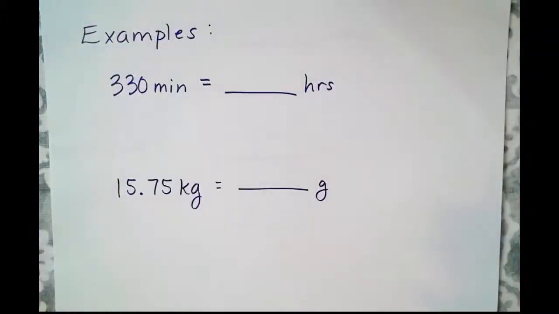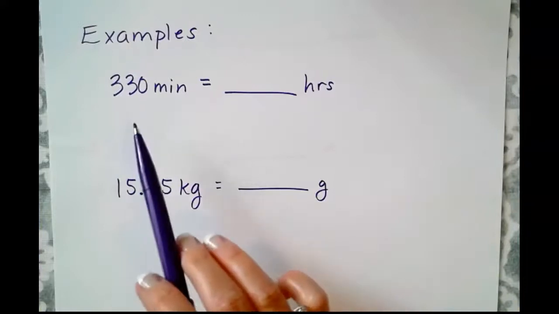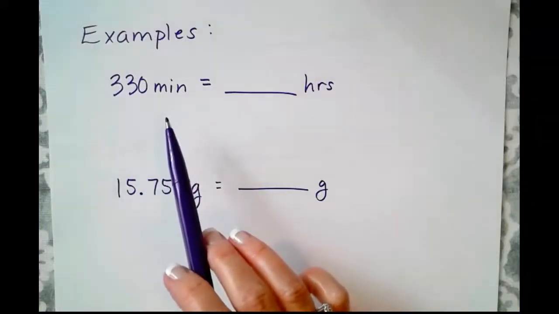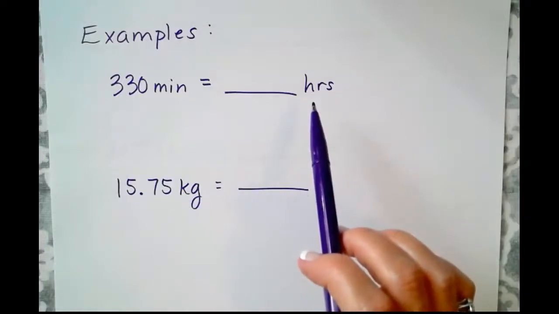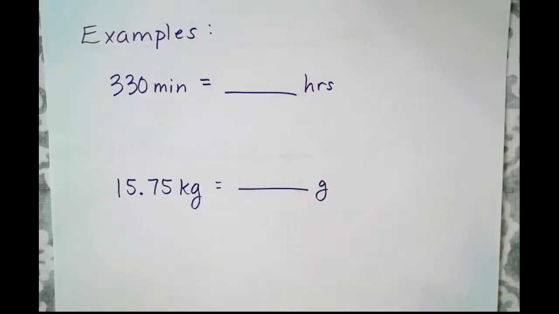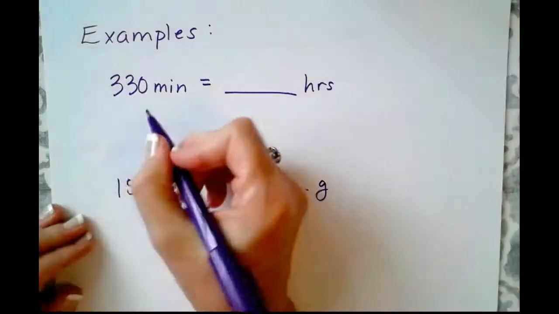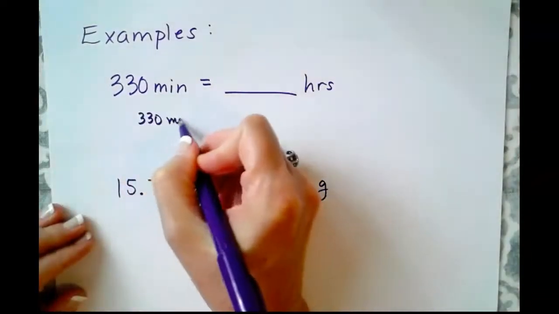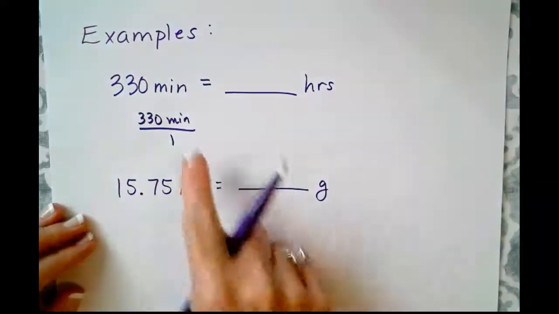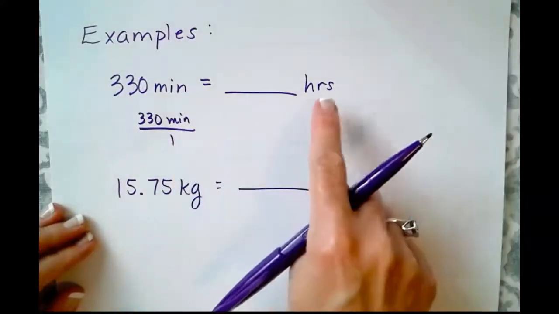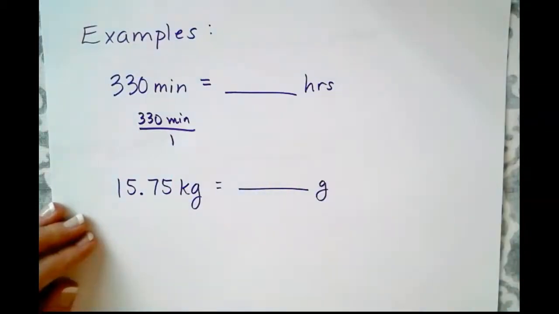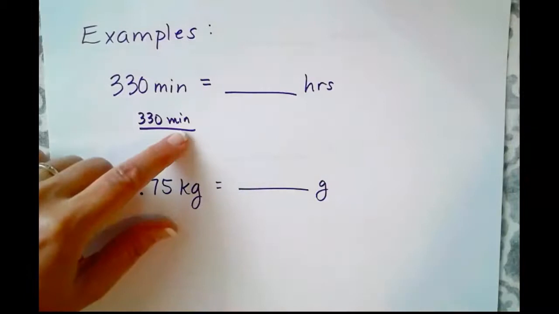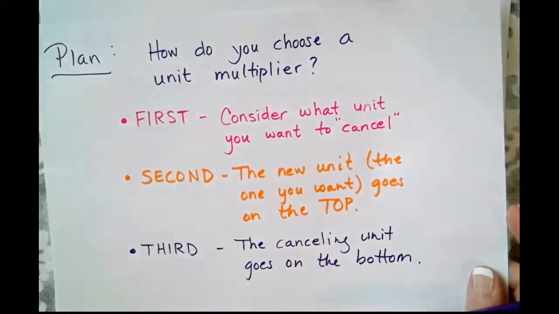So let's take a look at two that I've got set up for us. This is 330 minutes, and we want to change this into a certain number of hours. And we're going to do this in a very organized, systematic way using multiplication and always writing our units. So if we're going to start with 330 minutes over 1, minutes are what we want to cancel, hours are what we want to keep. So remember our plan. What do we want to cancel? Minutes. What do we want to go to? Hours. So the new unit that you want is going to go on the top.